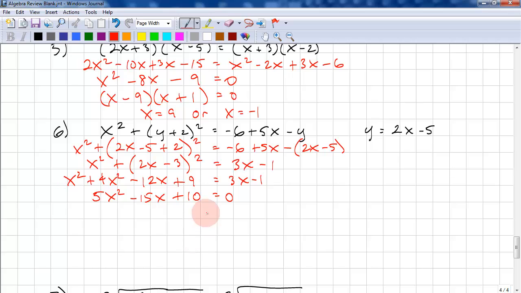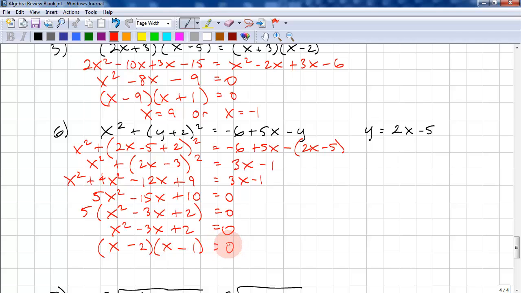Now we can divide everything by 5, or we can just factor it out first and then divide. And if we divide both sides by 5, we're just left with x squared minus 3x plus 2. Again, we're looking for a sum. And since the sum is 1 bigger than the constant, we're just looking at 2 and 1. Since the sum is negative, these both need to be negative. So we have x equals 2 or x equals 1.